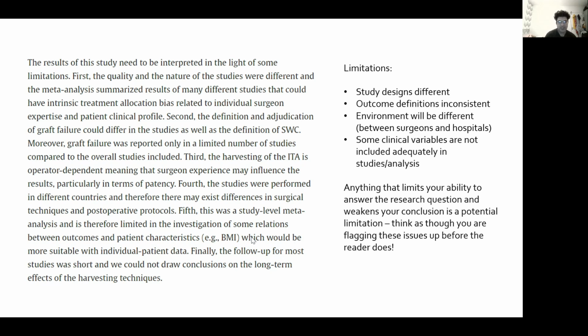But essentially, as you can imagine from this, anything that limits your ability to answer your research question, anything that's going to take away from the strength of your meta-analysis or systematic review, is a potential limitation. And, like I said before, think about it as if you're flagging these up before your reader will, or your peer reviewer will.